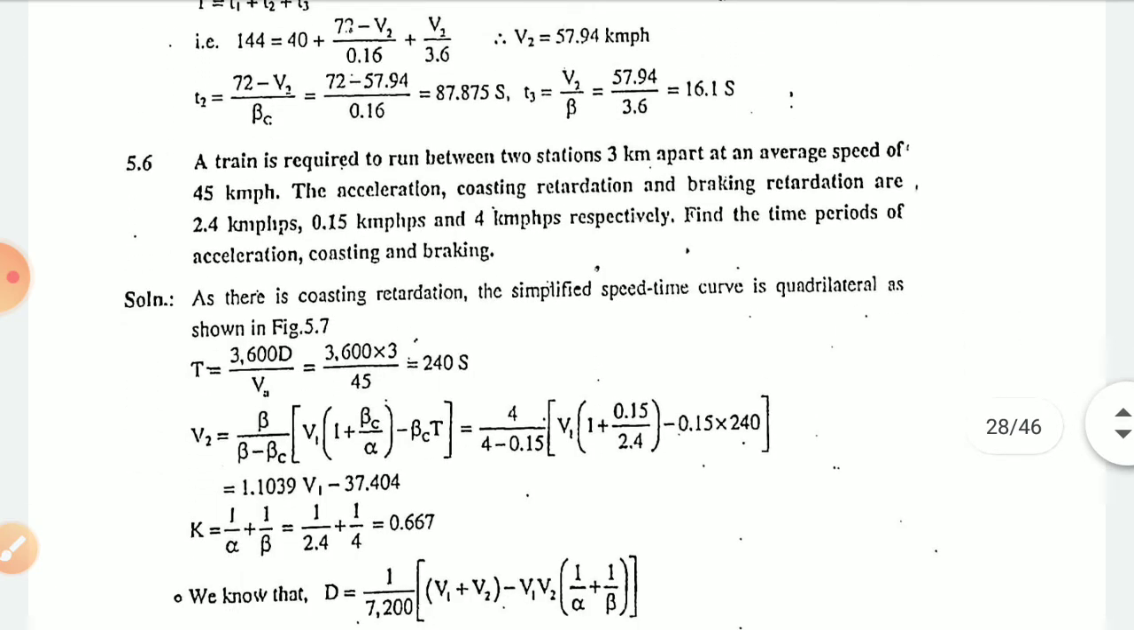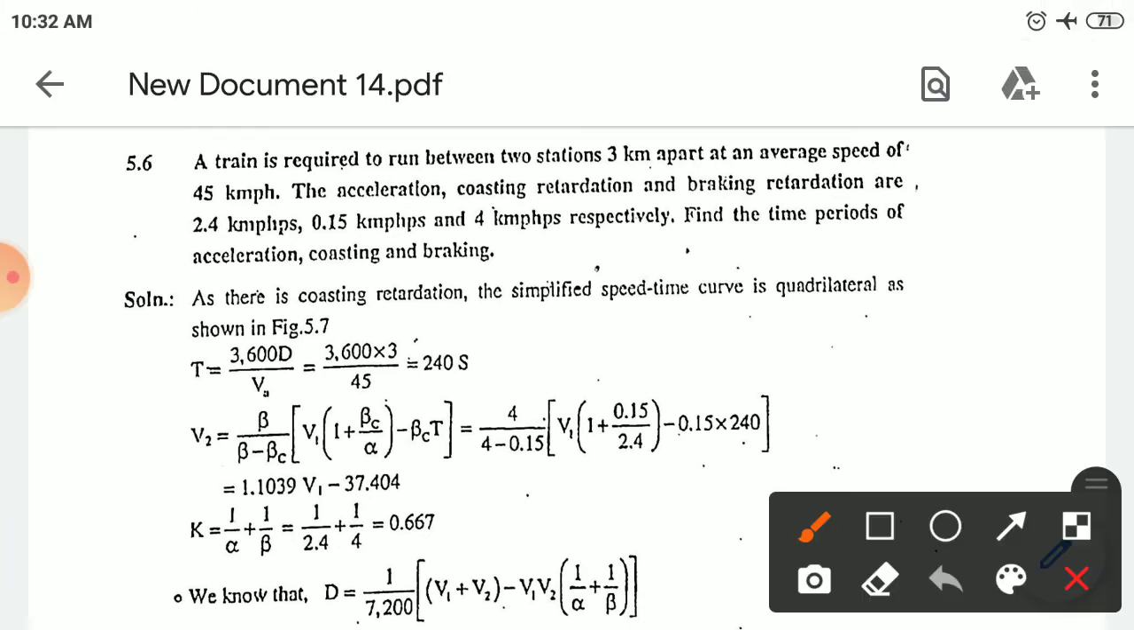Next problem: a train is required to run between two stations 3 km apart at a speed of 45 km per hour. The acceleration, the coasting retardation and the braking retardation are 0.4 km per hour per second, 0.15 km per hour per second and 4 km per hour per second respectively. Find the time periods of the acceleration, coasting and braking.